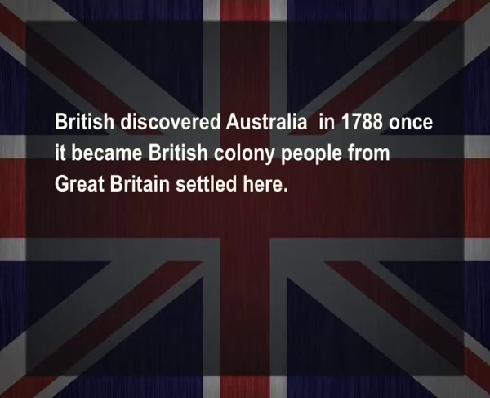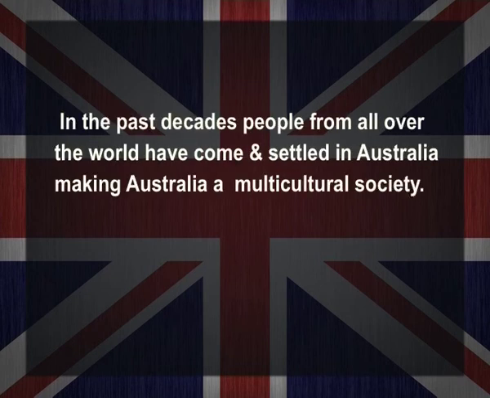The British discovered Australia in 1788, once it became a British colony. People from Great Britain settled here. In the past decades, people from all over the world have come and settled in Australia, making Australia a multicultural society. Australians enjoy a high standard of living, being one of the richest countries in the world. It produces wool and meat on one side, as well as gold, bauxite, and other minerals on the other.